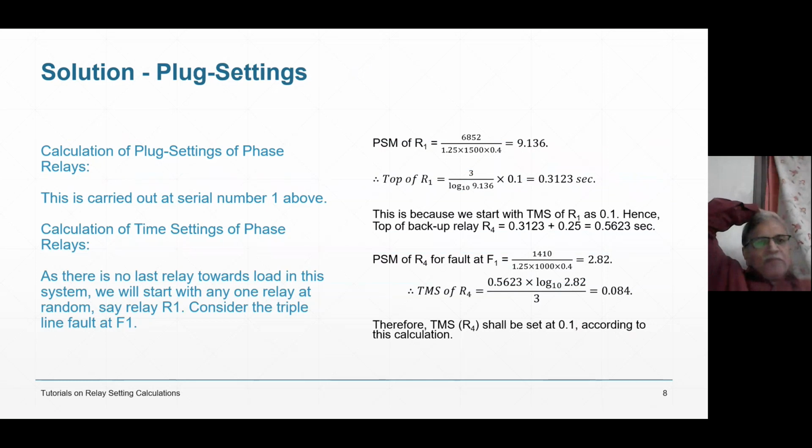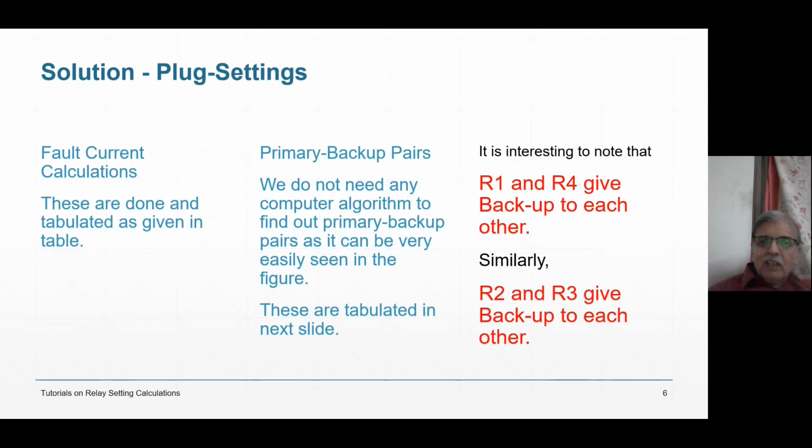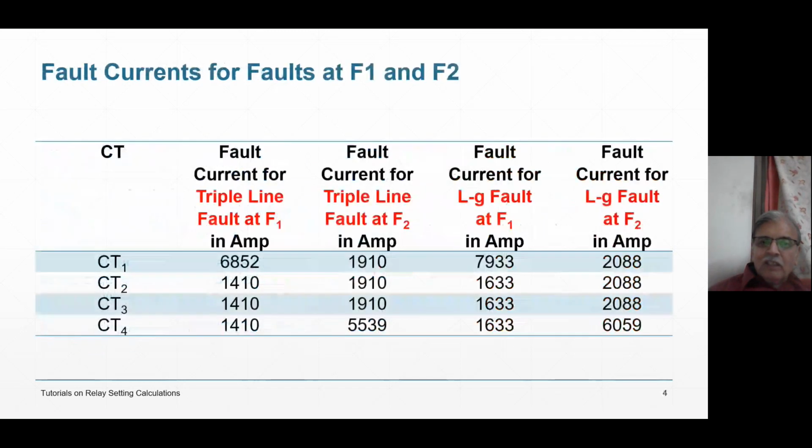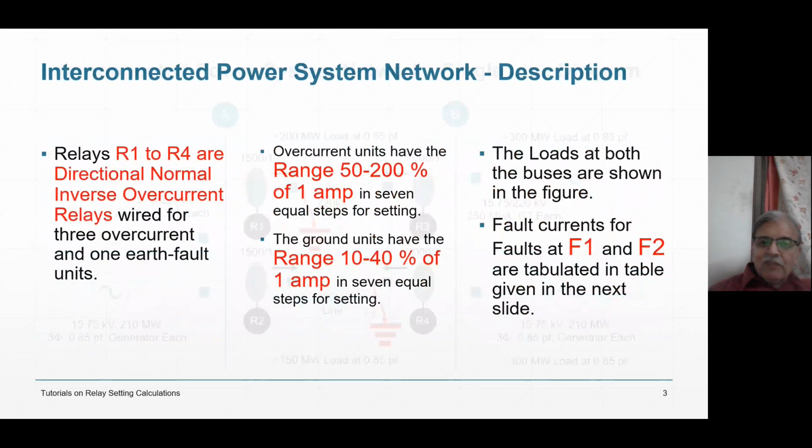So going further, time settings, plug settings, I have already done, right? Calculation of time setting of phase relays. As there is no last relay. Now, in the earlier case of a radial system, we were starting from the last relay near the load. Now, there is no load, there is no last relay. It's a circular system. So, at random, I will have to start from one relay. So, I start with R1.